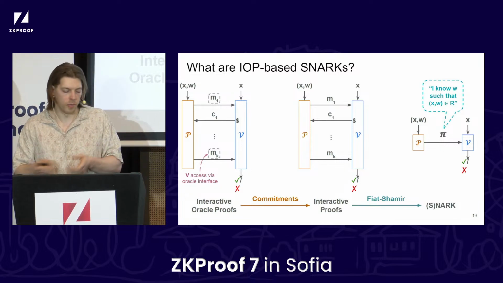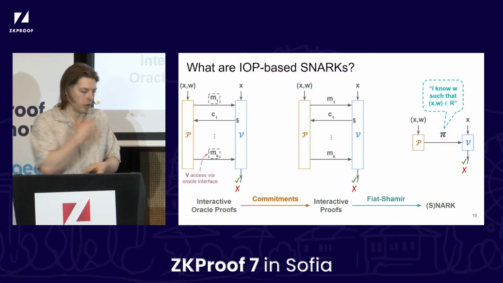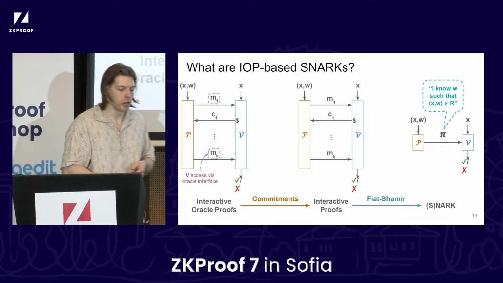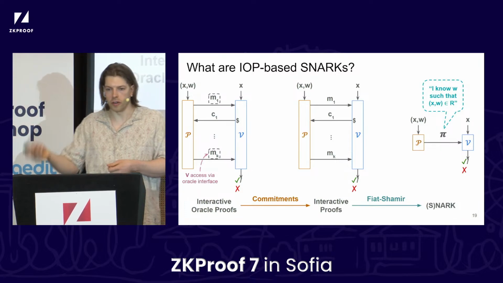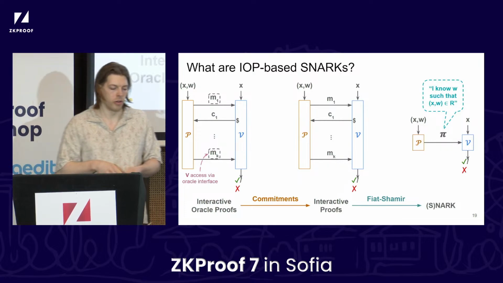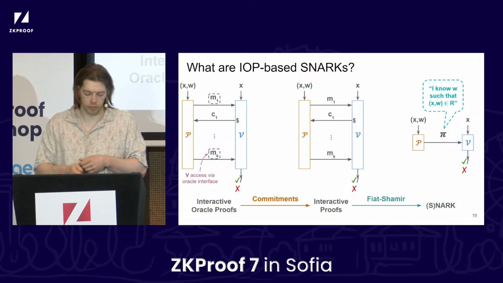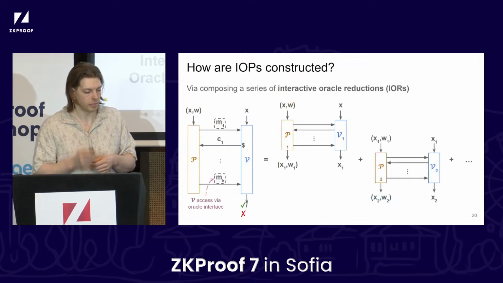This is ZK proofs. A lot of people will probably be familiar. You can start with an interactive oracle proof. You've got messages through an oracle. You have a commitment scheme. You get an interactive proof. You then apply Fiat-Shamir, and then you get a SNARK, which allows you to prove that some witness satisfies some relation, which can be verified with a public input.